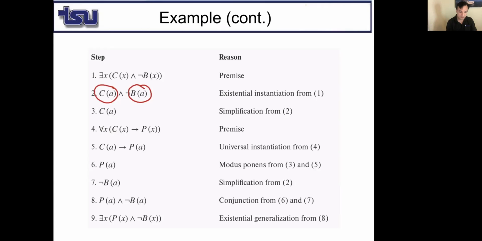And from the first premise, C(A) is true and not B(A) is true. Now, P(A) and not B(A) is true by conjunction. Since this is true for at least one A, that means there is someone who passed the first exam but has not read the book. That's from existential generalization.